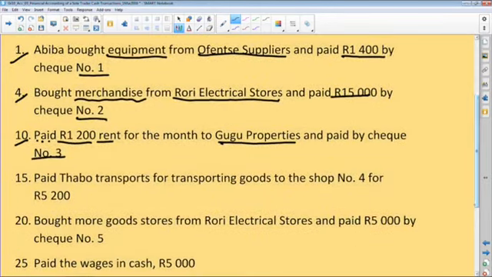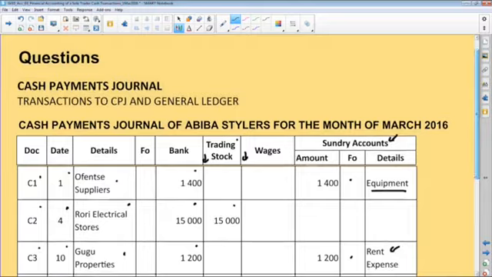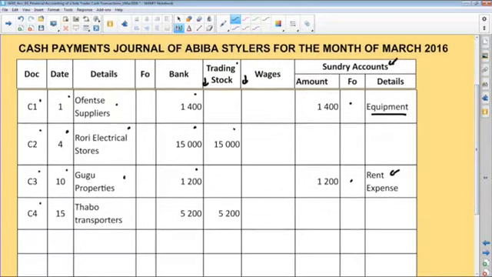So now I have on the 15th, I paid Tabo Transporters. So that's who I'm paying again. Paying means CPJ. For transporting the goods to the shop. And check number 4, and I'm paying 5,200. So let's go and see how to record this one. Hopefully you paid attention and you know that check number 4, that's easy. It's on the 15th and Tabo Transporters. But now the amount is 5,200. And where will I place it? I will place it in the column for trading stock.